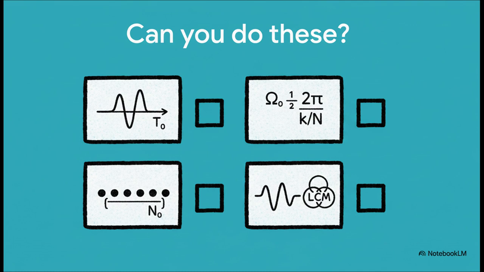Can you find N0 for a discrete signal? And finally, can you determine the period of a sum using the LCM? If you can put a mental check mark next to all 4 of those, you are in fantastic shape.